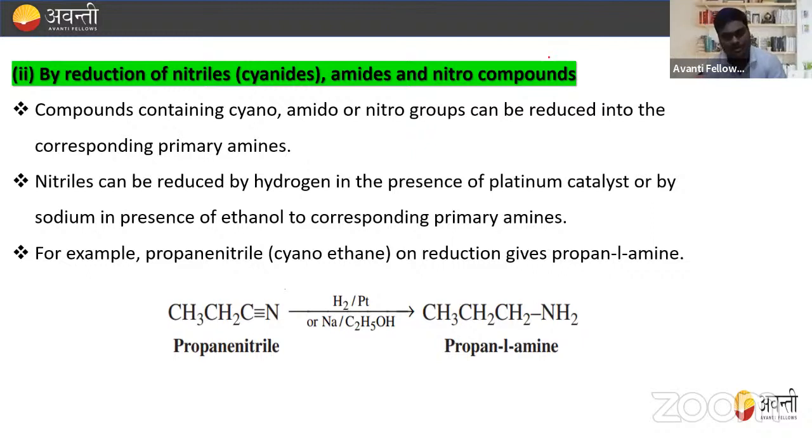Nitriles can be reduced by hydrogen in the presence of platinum catalyst, or by sodium in the presence of ethanol, to the corresponding primary amine, right? For example, propane nitrile, that is cyanoethane, on reduction gives propan-1-amine, that is CH3CH2CH2NH2. If you treat this with sodium and ethanol, or by reduction, then we'll get propan-1-amine. So this is how we prepare propan-1-amine from propane nitrile.